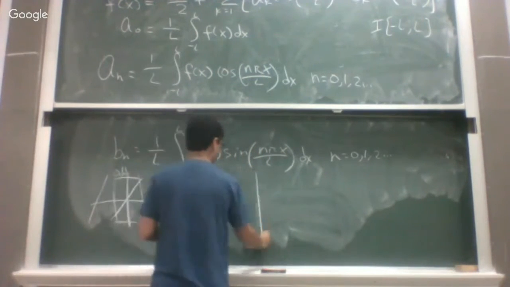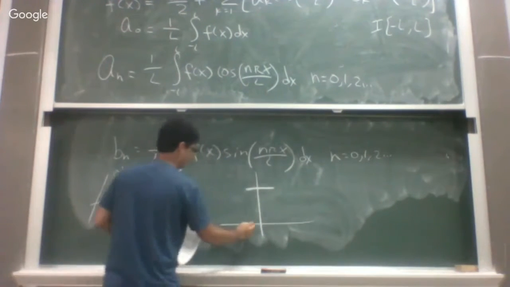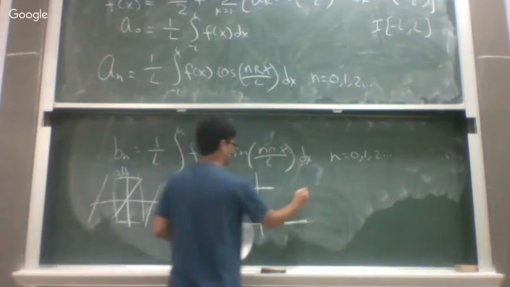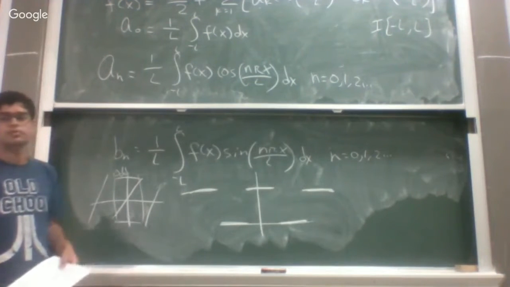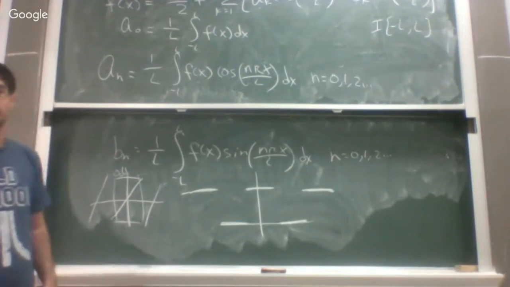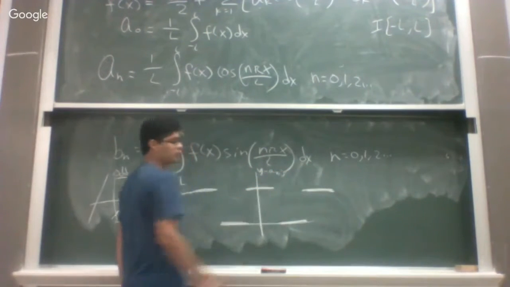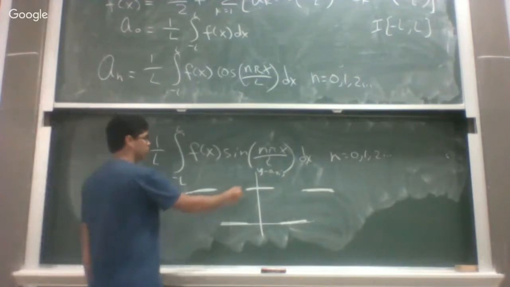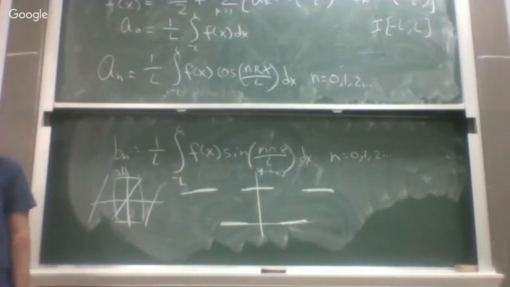I'll put this up on Blackboard, but I can still show you guys. Is this odd or even? Even. This is even because it's symmetric with the y-axis. So then the equations you use are the first two. Symmetric with the y-axis is even.